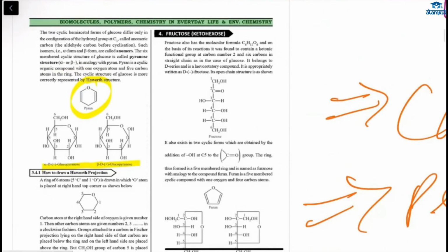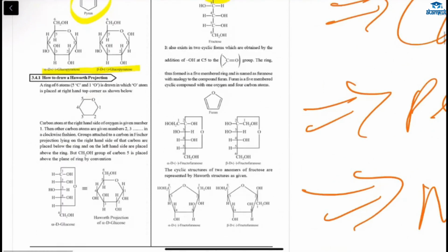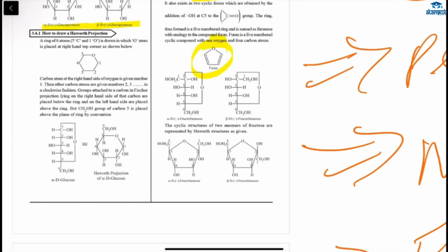Now fructose is a ketohexose because it has the ketonic group in its position. See, this one is the ketonic group, and this ketonic group represents fructose. Okay. Now the fructose open chain structure is this one. The Haworth projection is with reference to the furan structure. That is why it is given at the beginning only. This is the cyclic structure of alpha-D-fructofuranose and beta-D-fructofuranose.